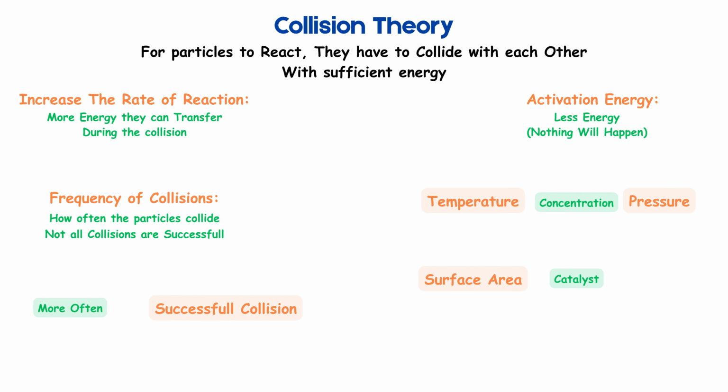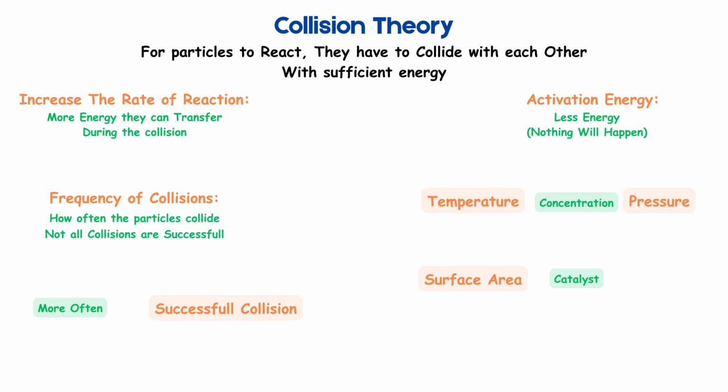known as collision theory. According to this theory, for particles to react with each other, they must collide with enough energy to overcome a certain threshold known as the activation energy. If the particles collide without reaching this minimum energy, they simply bounce off one another and do not result in a chemical change.